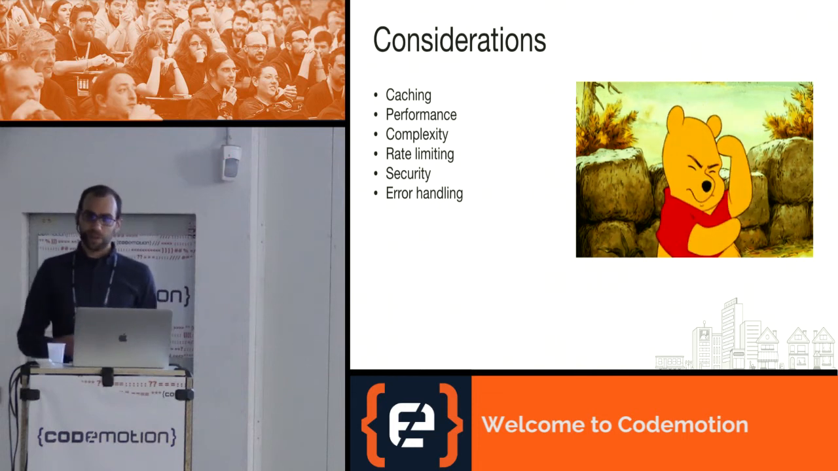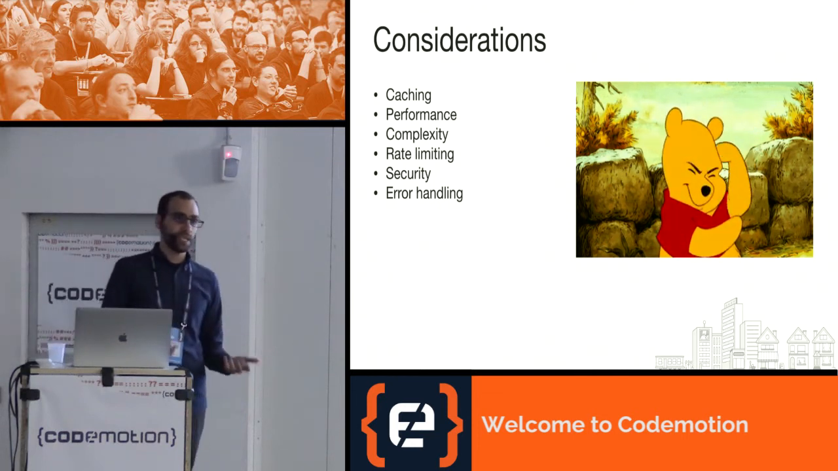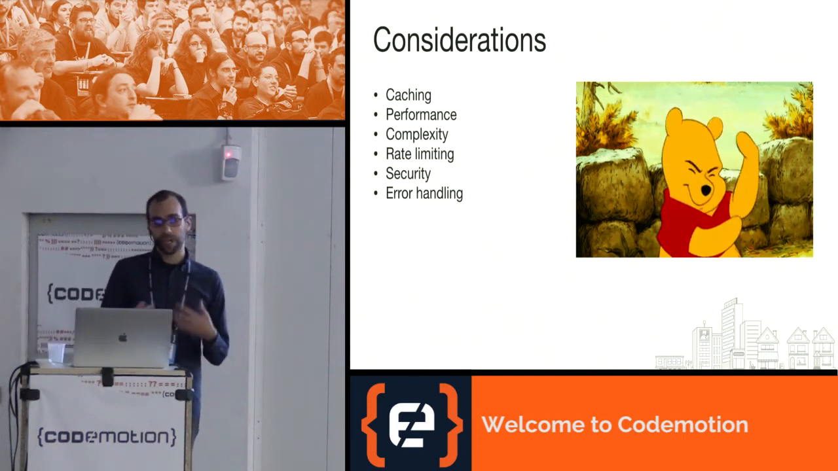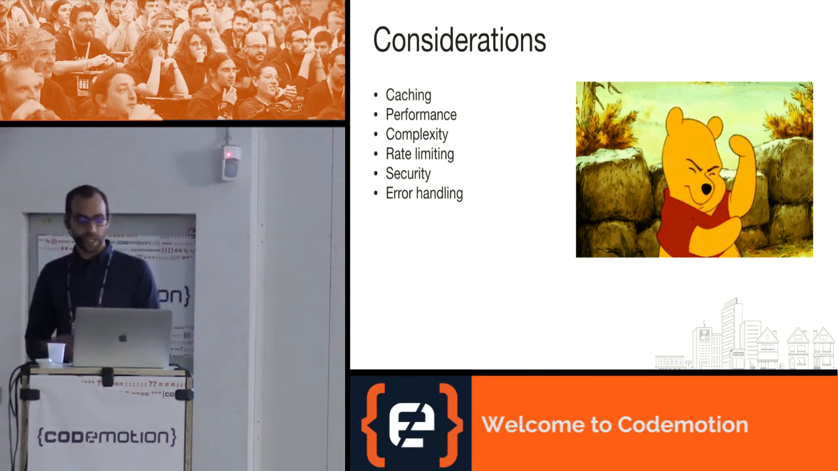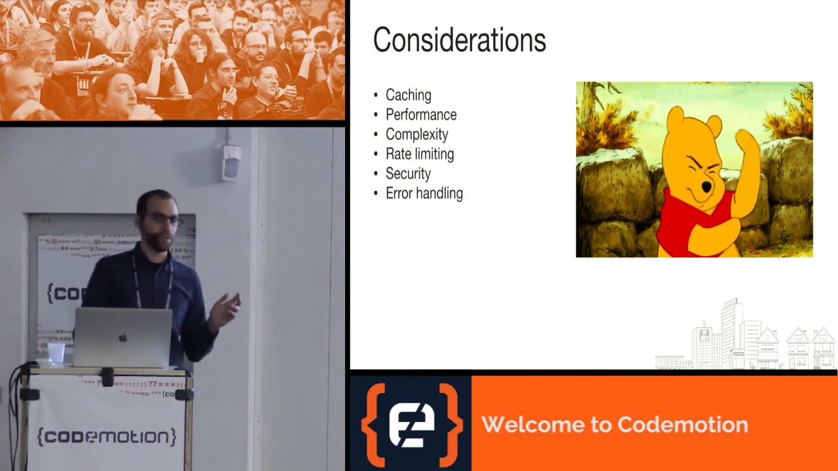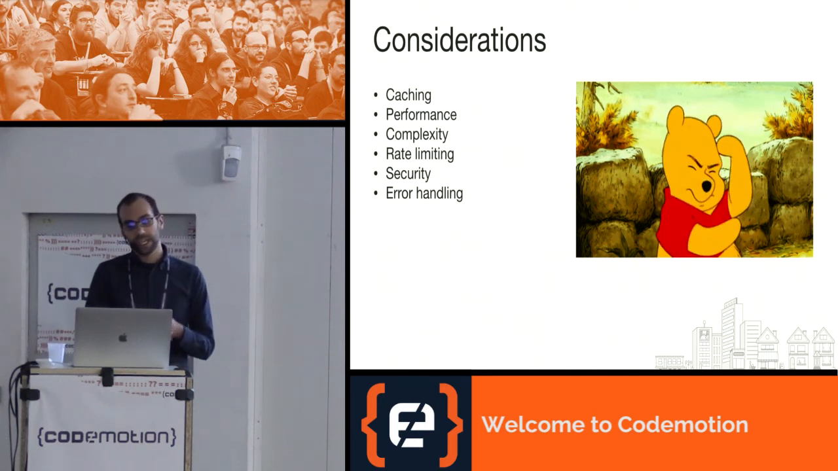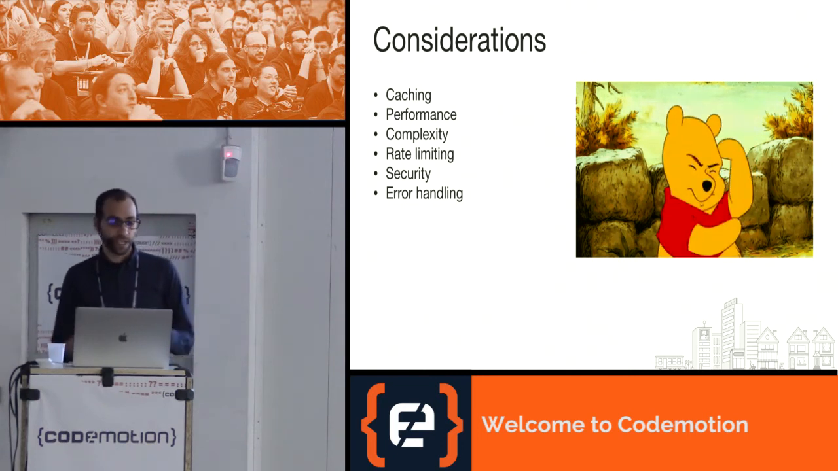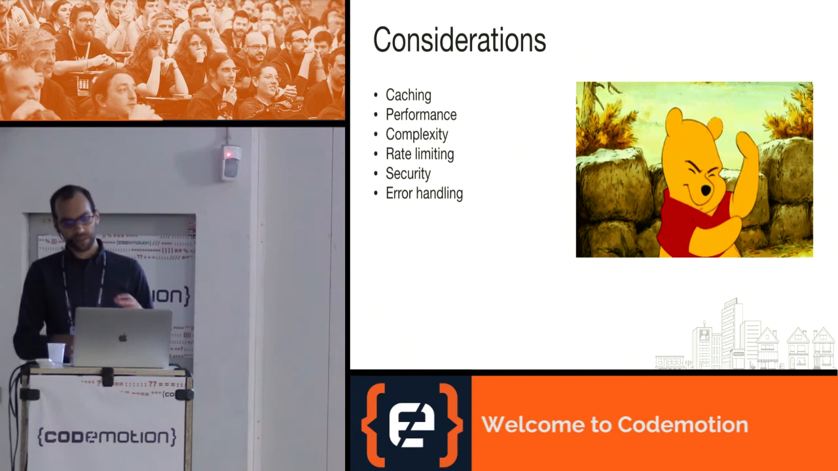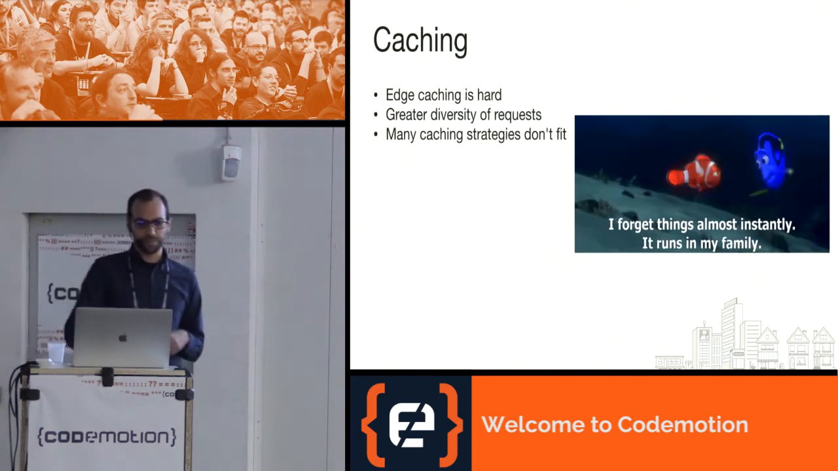Rate limiting doesn't work on GraphQL APIs like it does on most REST APIs. You have to think towards how GraphQL returns data and how it executes. Security is always a problem no matter what you're doing. You always have to be thinking about security. And the last thing is error handling. Error handling on GraphQL is a little bit different, and I'll explain why in a second.